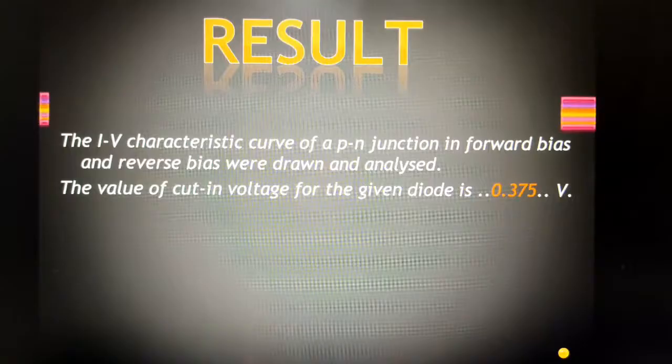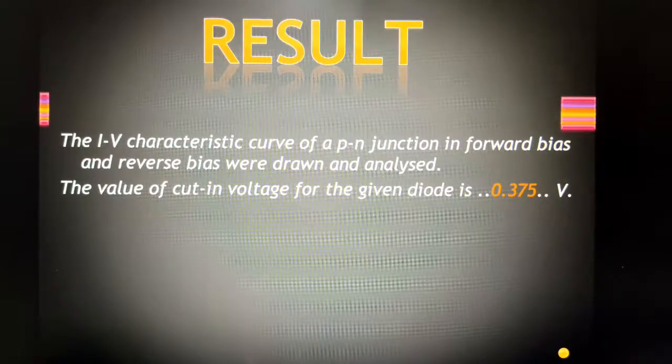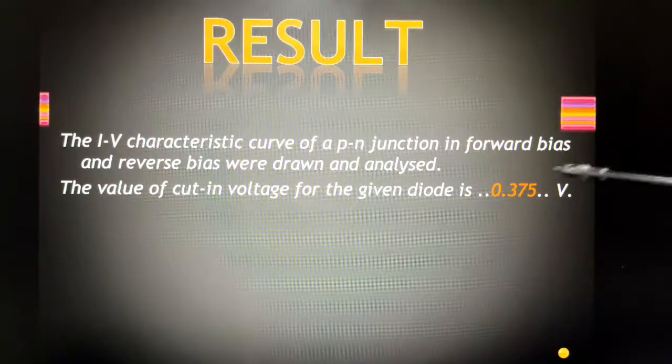Finally, the result: the IV characteristic curve of the PN junction in forward bias and reverse bias were drawn and analyzed. The value of cut-in or knee voltage for the given diode is 0.375 volts.